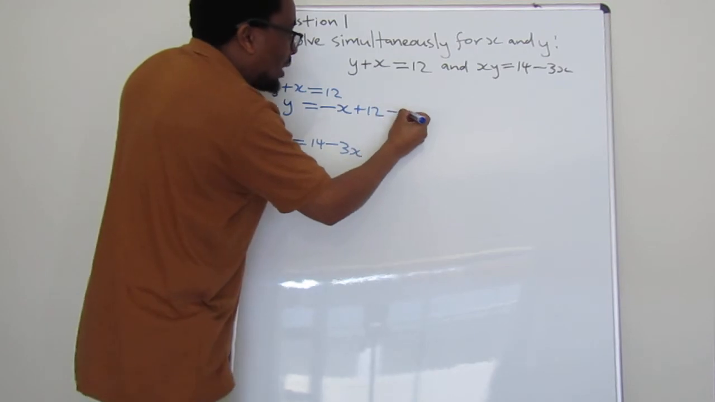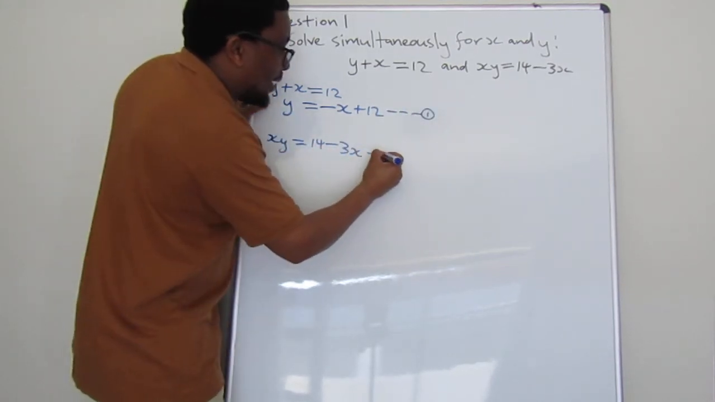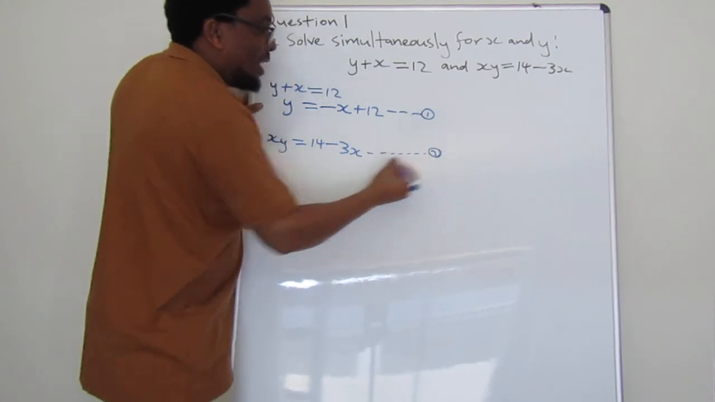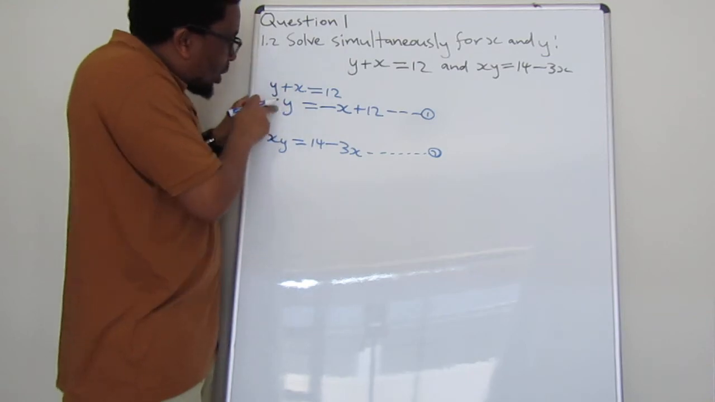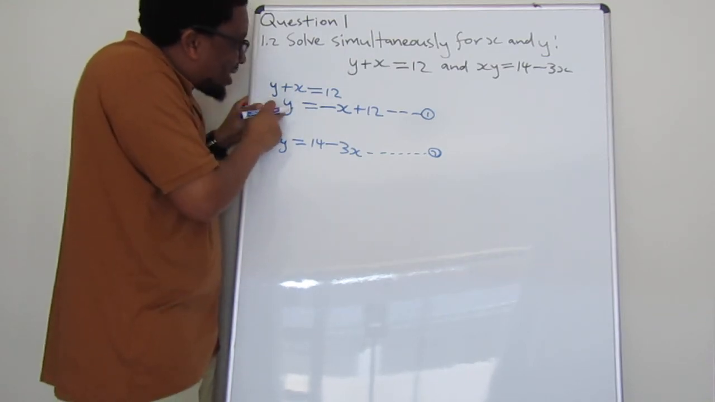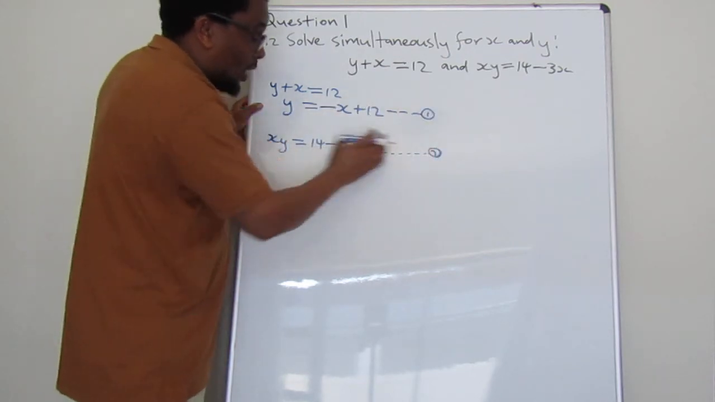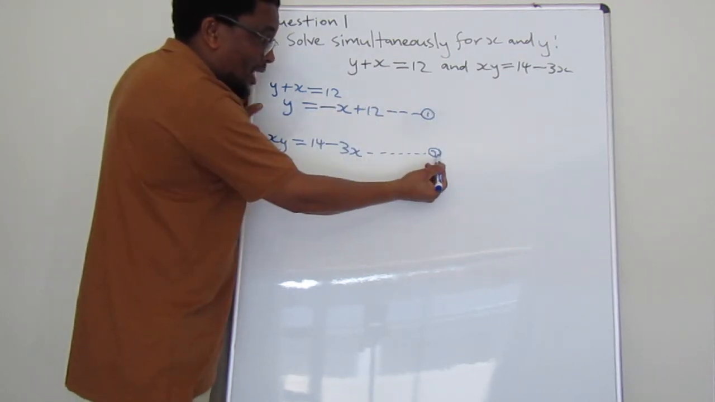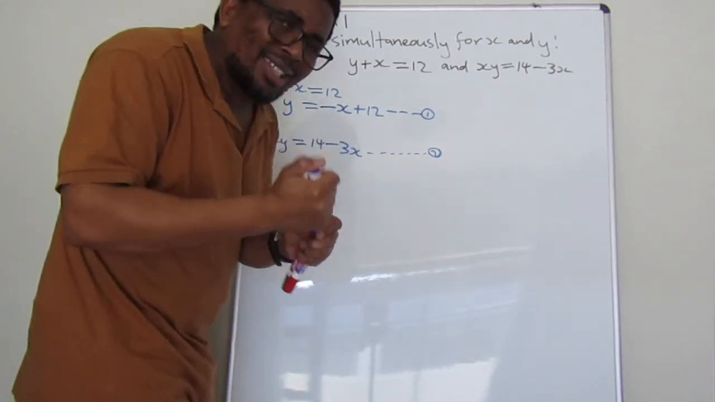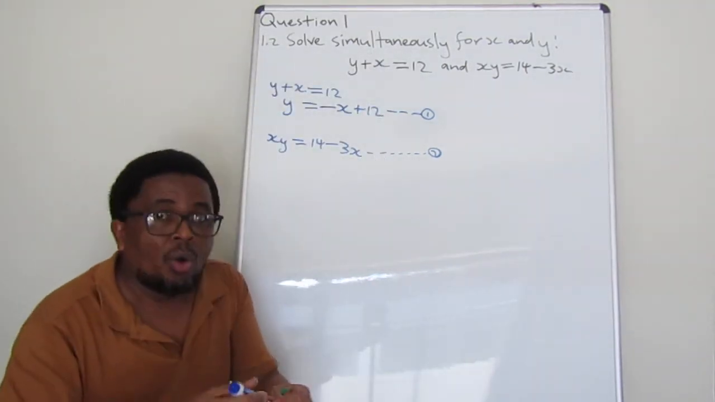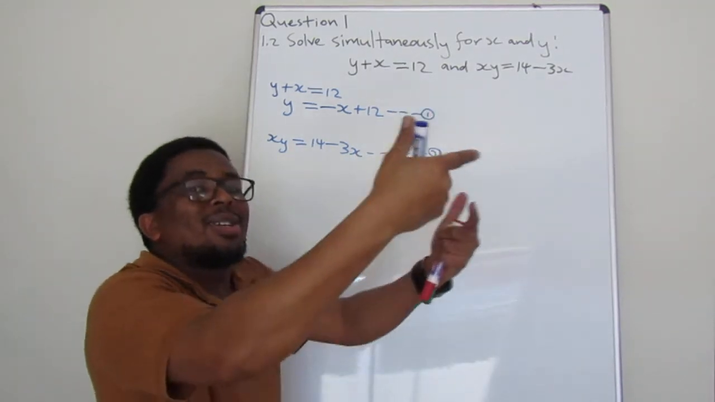Then I shall call this my equation 1. Then the other equation, I shall call it my equation 2. Then I number my equations. So here I've got y as the subject of the formula, and the other equation automatically becomes my equation 2. That is beautiful.